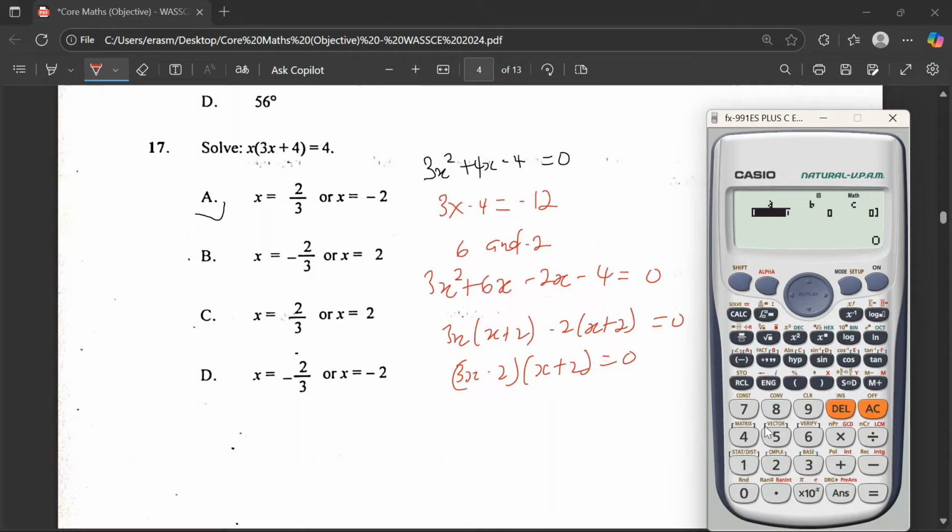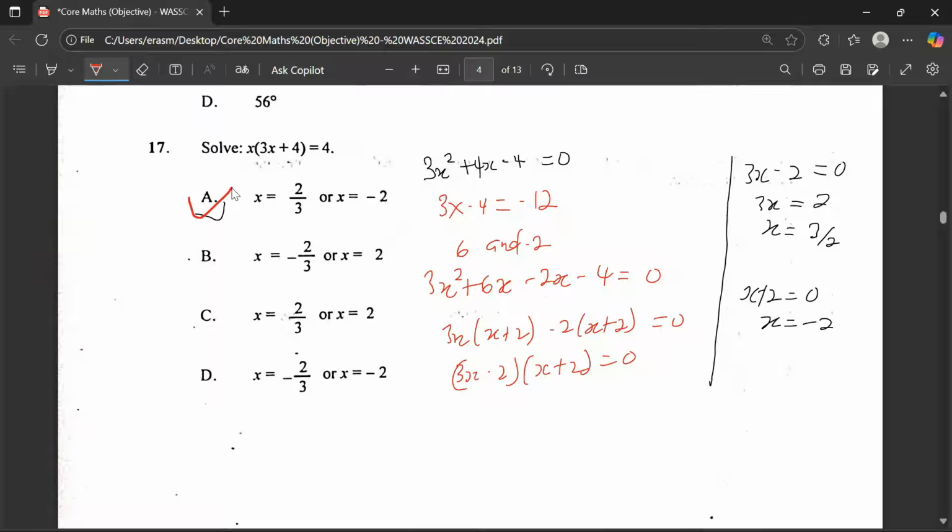So we are going to write the coefficient of the x squared, and that is 3. Then the coefficient of the x variable, that is 4. And then the constant is negative 4. Then we press the equal to button, and that is going to give 2 on 3 and negative 2, which is option A, right?